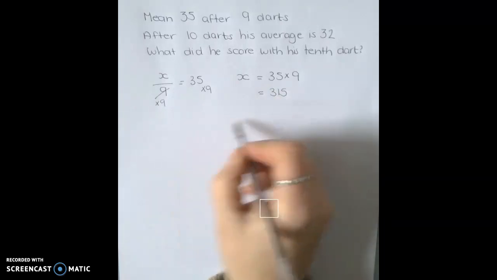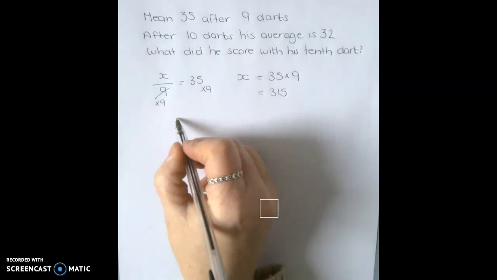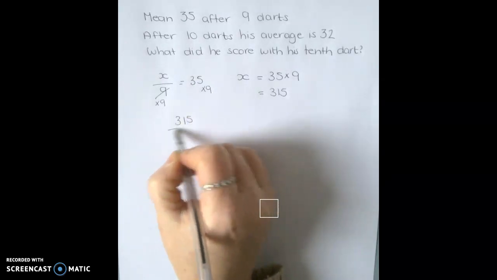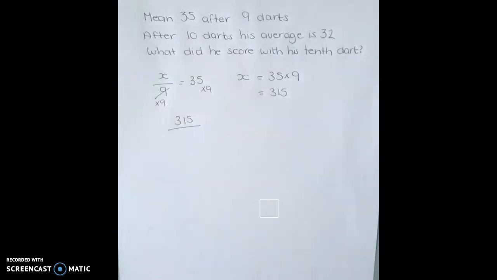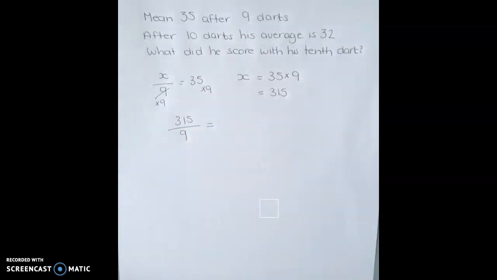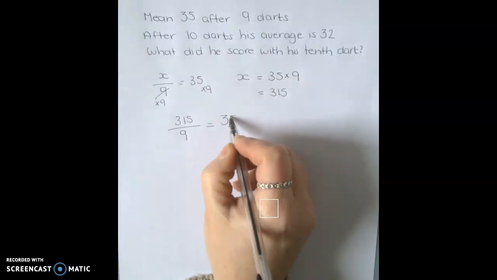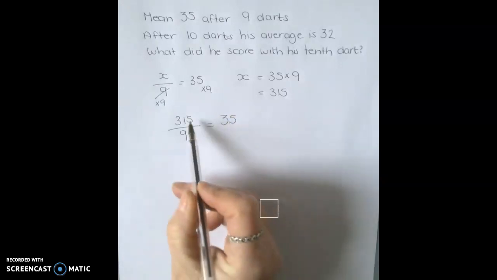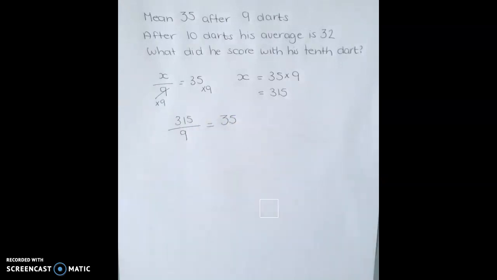Okay, so we know that all the darts added up together was 315. The number of darts that were thrown was 9, and that then gives us our mean of 35. So now we know each part of the equation. So now he's thrown another dart and his average has now become 32. So we'll repeat the same process.